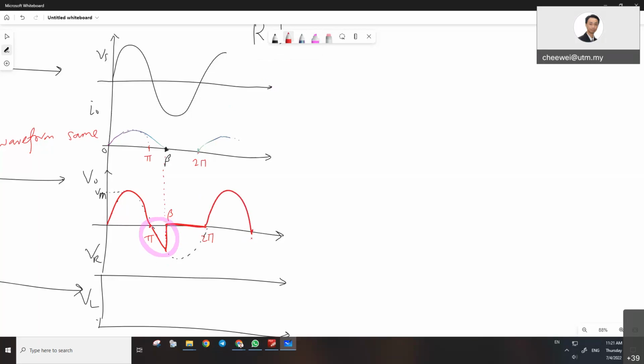until 3 pi, and then it goes down a little bit until 3 pi plus beta. So this is 3 pi. This is 3 pi plus beta. This beta is pi plus beta. So from here to here is beta. What else? Okay, let's proceed. This is the total. Remember, Vout is the sum of VR plus VL.